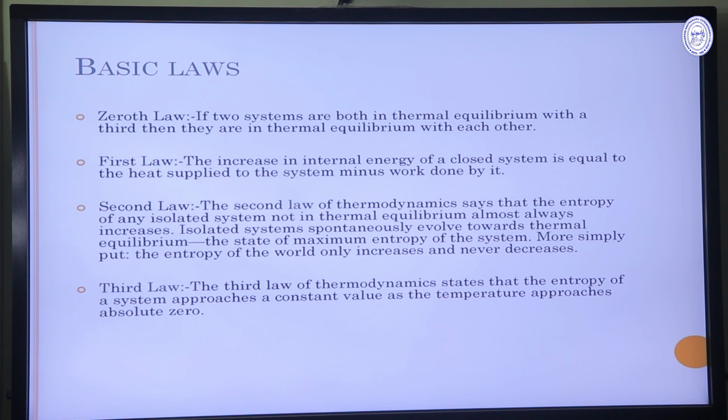Now the zeroth law states that if two systems are both in thermal equilibrium with a third one, then they are in thermal equilibrium with each other. And what does the first law state? The first law of thermodynamics states that the increase in internal energy of a closed system is equal to the heat supplied to the system minus the work done by it. We will be going into more details of this law.